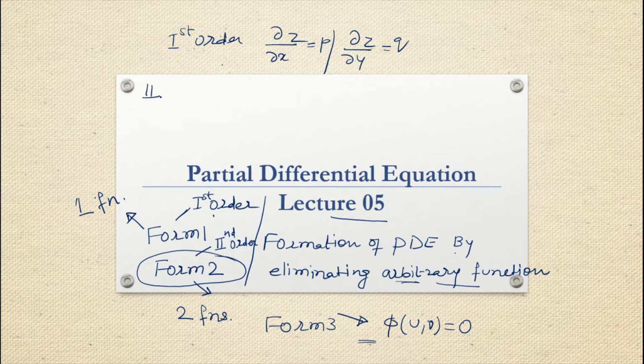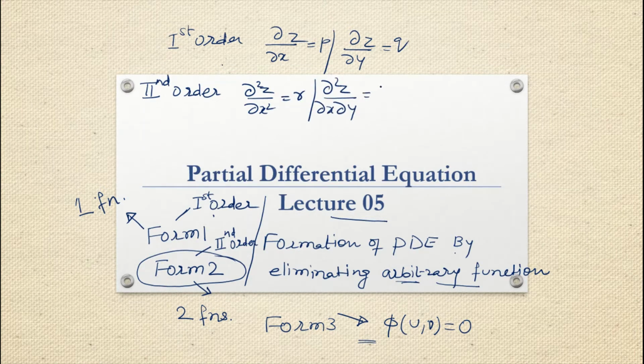Now in today's class we will also be finding r, s, t. So what are r, s, t? Del 2z by del x square is my r. Del 2z by del x del y is s, and del 2z by del y square is t. All these formulas are given in the formula list in the first class only. Fine. So now we will be seeing the question.